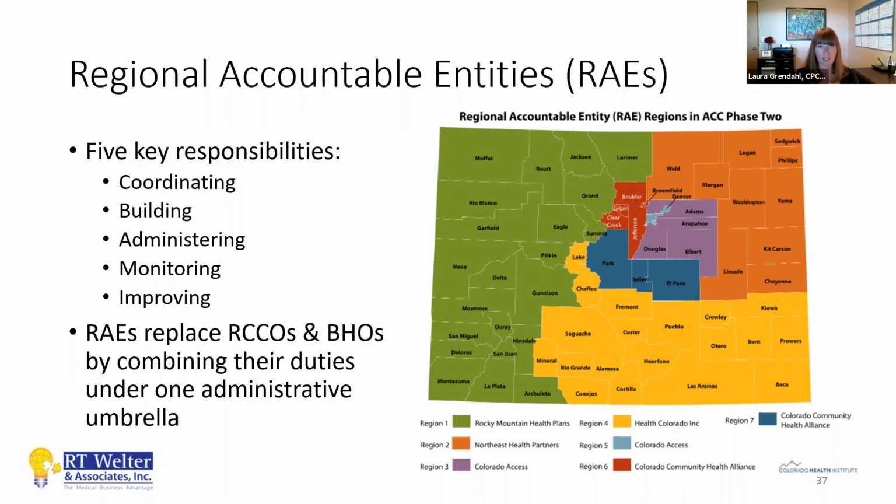On the next slide, we'll get into a couple of really good links that you can go to, a couple of really great resources, but really they have 5 key responsibilities. They're coordinating, building, administering, monitoring, and improving patient care and the healthcare system in their areas. And it's really meant to kind of break it down.